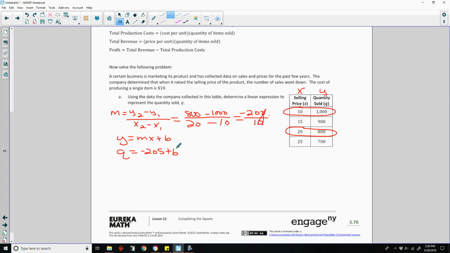We're not done yet. We have to find our y-intercept. Well, how do we do that? Well, we pick any one of these points that we have a q and an s, plug it in, and find b. So if I just use this one for ease, my q is 1,000 equals negative 20 times s, which is 10, plus b.